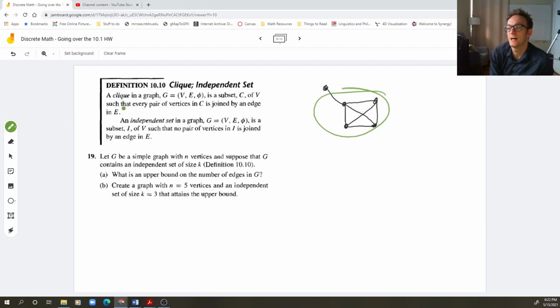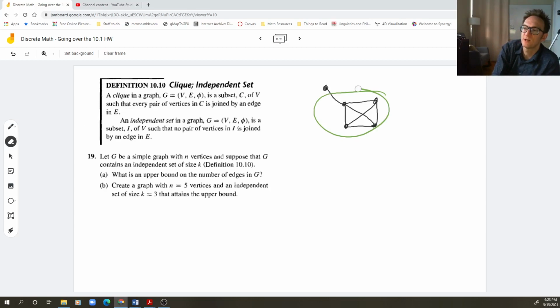Okay, an independent set in a graph is a subset such that no pair of vertices is joined. So now, if you have a class, then a clique is a set of people and they're all friends with each other. That's why we call it a clique. Or I don't know the etymology exactly, but I think so. An independent set is a bunch of people in class such that no one is friends with anyone else.